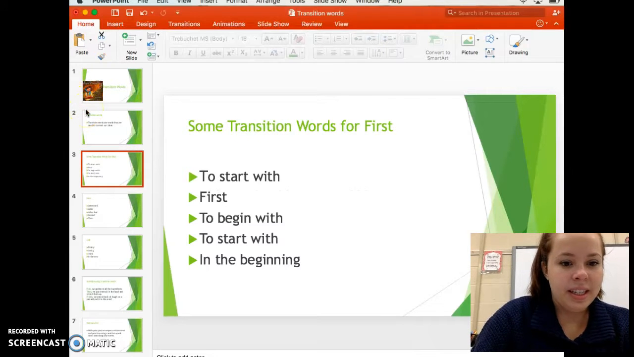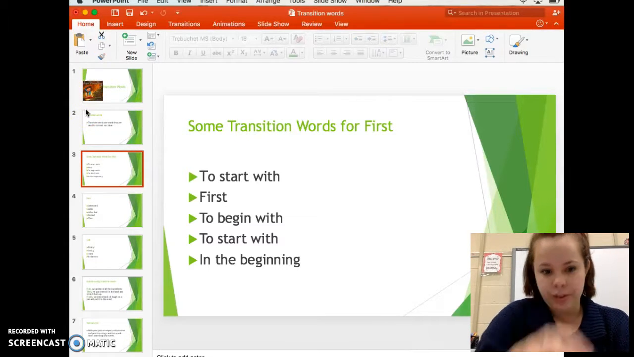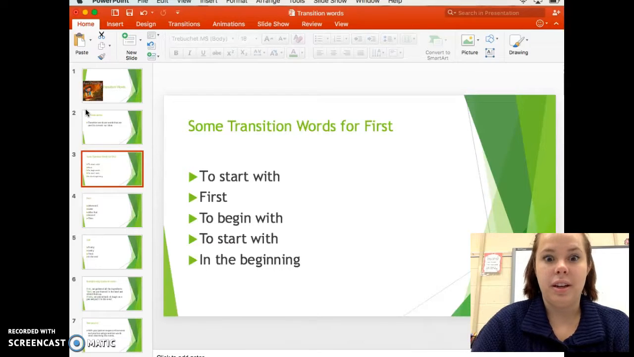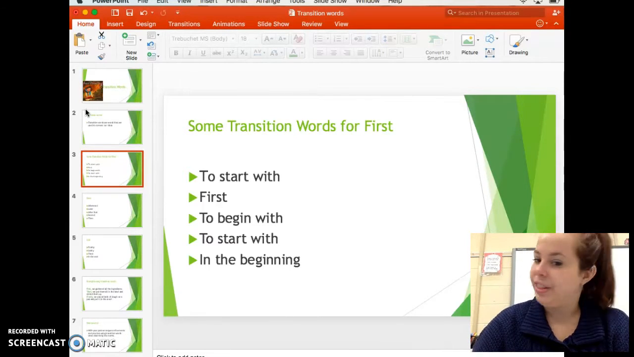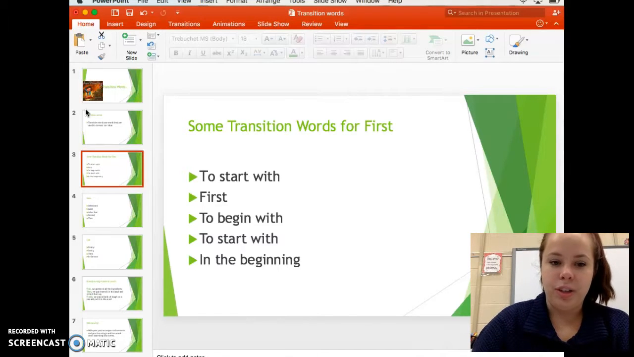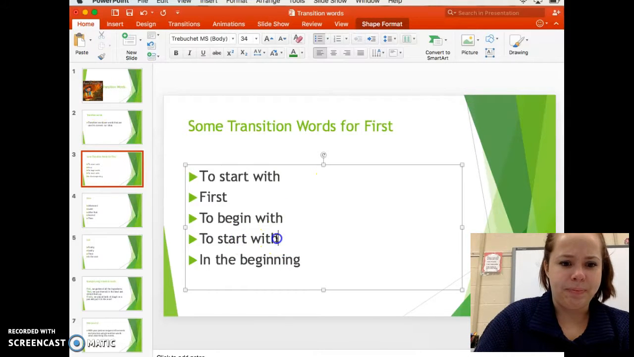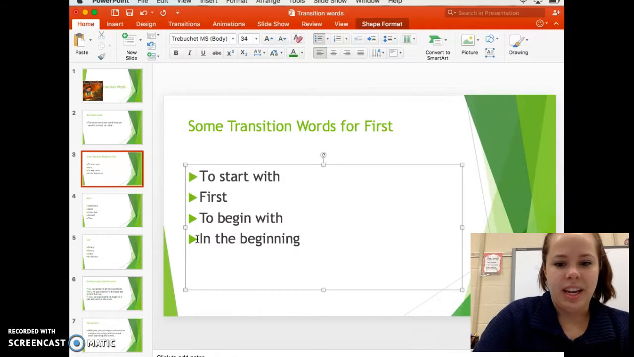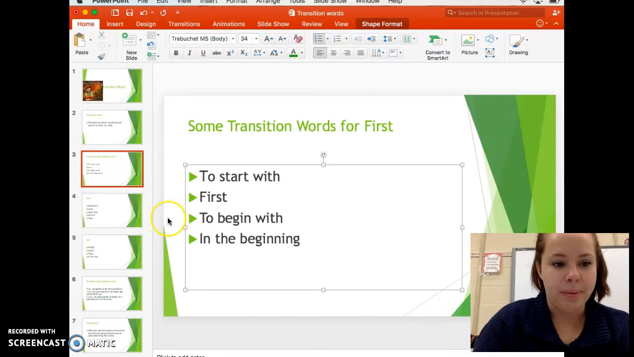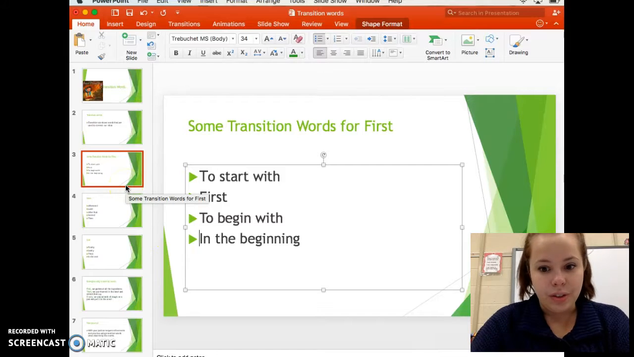Alright, so I like to go through this with students because they love to use the words first, next, and last. And that's it. So, some transition words for first: to start with, first, to begin with, to start, oh, I have that one twice. In the beginning. These are words they can use in their writing instead of just constantly using first.